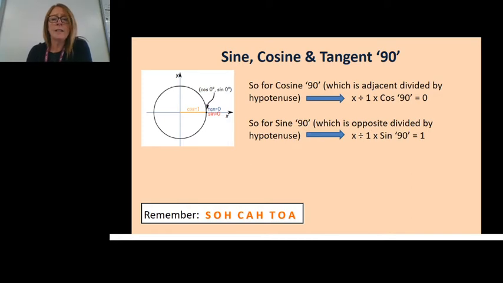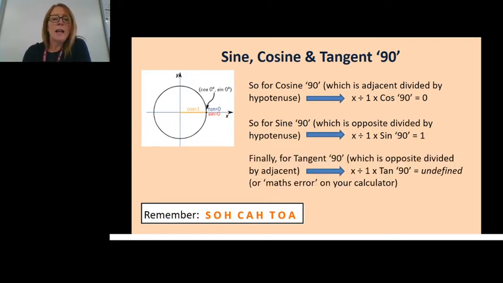For sine 90, which again, remember, is opposite divided by hypotenuse, we're looking at x divided by 1, the radius, times sine 90. So this is all you're just keying into your calculator, which again is 1. Now, you wouldn't get this on an exam. Okay, so in the case of tangent 90, which is opposite divided by adjacent, when you key that into your calculator, you'll get a maths error because that's a reading that is undefined.